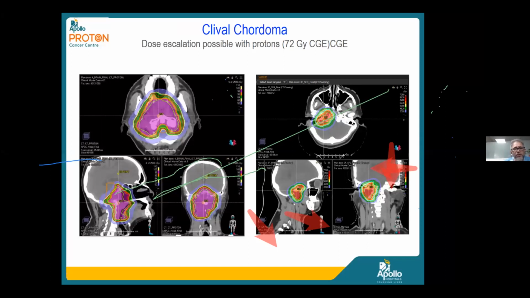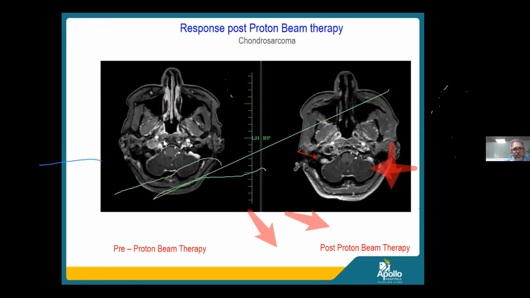This was one of the treatments that we ourselves treated, a chondrosarcoma. You can see a very dense chondrosarcoma here. She is a physician herself. In the pre-proton beam therapy image, she had already been operated on twice, and there was a residual tumor. You can see post-proton that while the size may not have decreased, the central hypointensity shows a significant amount of necrosis and response to proton therapy, which is not so much seen in the photon world.